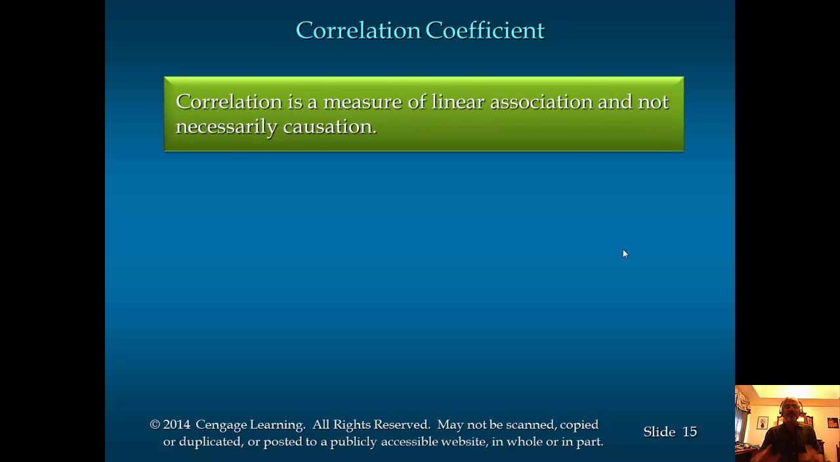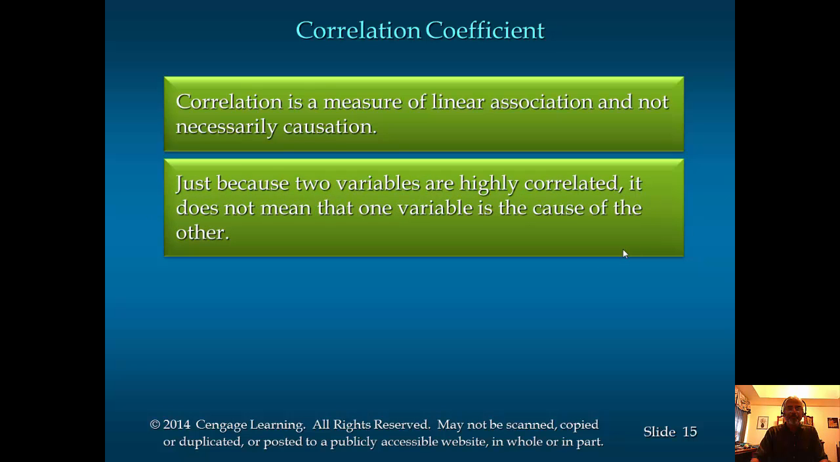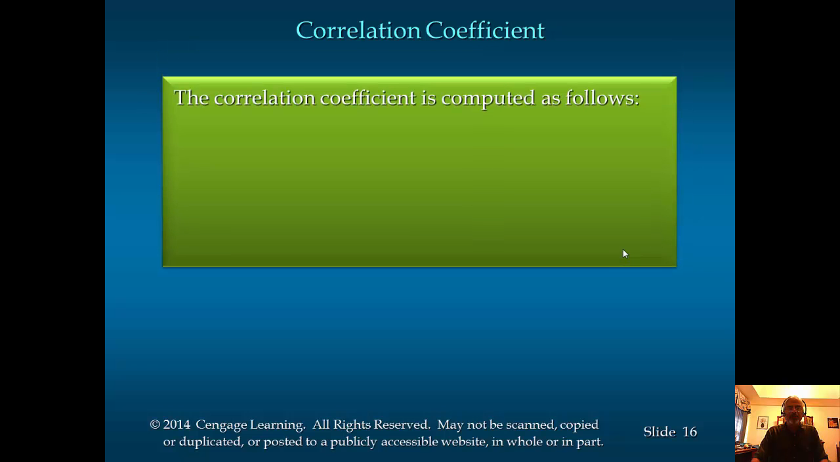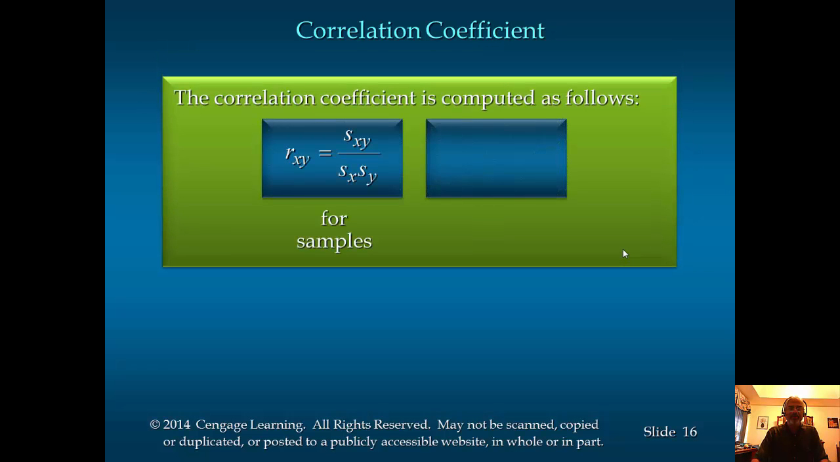Now, correlation is a measure of linear association between 2 variables. It is not about causation. Just because 2 variables are highly correlated doesn't mean that one variable causes the value of the other. You can only say that there is a relationship between the 2 variables, and the formulas are given like this: the covariance between the 2 variables divided by standard deviation of x and standard deviation of y. So it can be for sample or it can be for population.